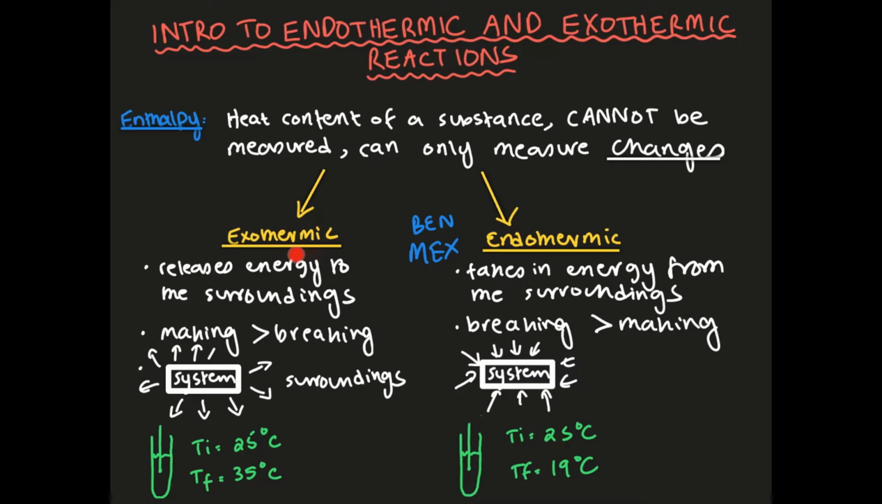Now, if you have an exothermic reaction, your initial temperature, let's say, is going to be 25 degrees Celsius, which is approximately room temperature. And after the reaction is complete, it's going to increase to 35 degrees Celsius. Now, that's because energy is being given out to the surroundings. And the energy that's been given out is going to be measured by this thermometer. So your thermometer is going to represent the surroundings. And that increase in temperature is going to tell you that this reaction is exothermic because energy has been released.